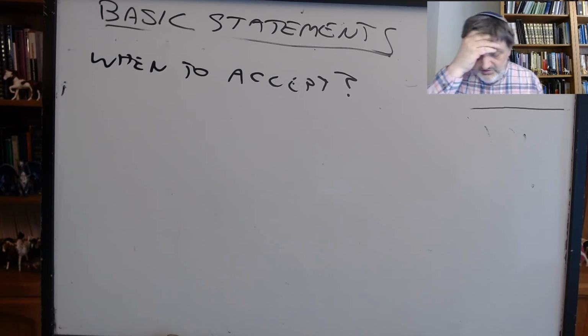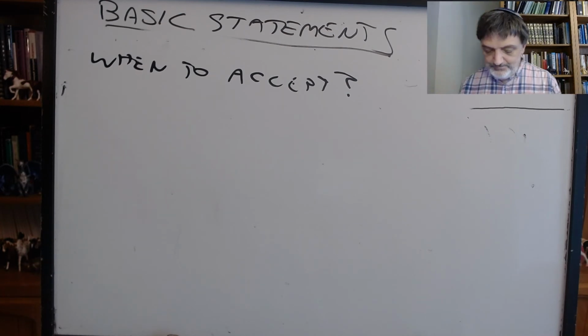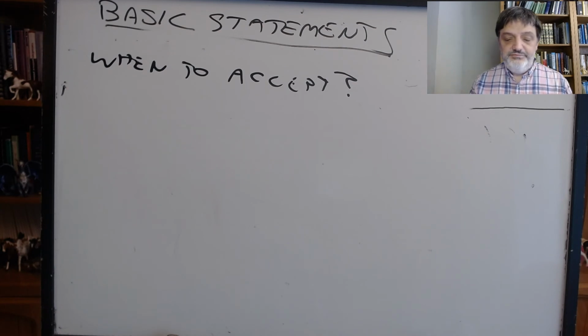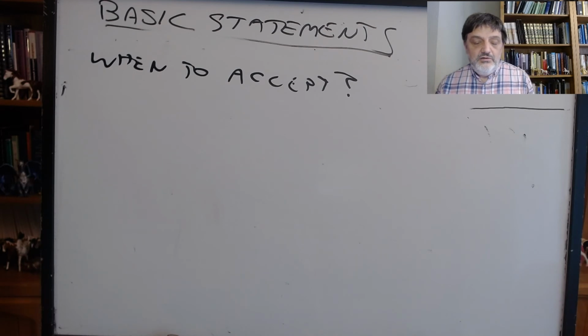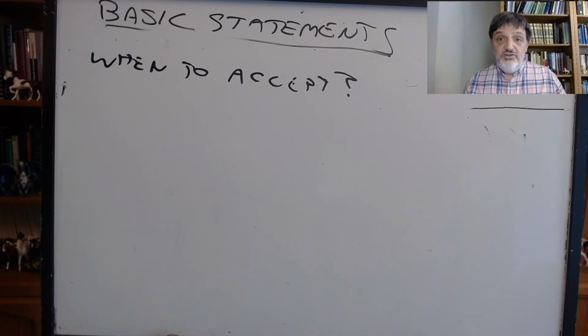What's the problem? Well, we're going to test scientific theories using basic statements. We're going to accept scientific theories when they survive tests in terms of basic statements, and we're going to reject them, given a falsifying hypothesis, when they fail to survive tests in terms of basic statements.